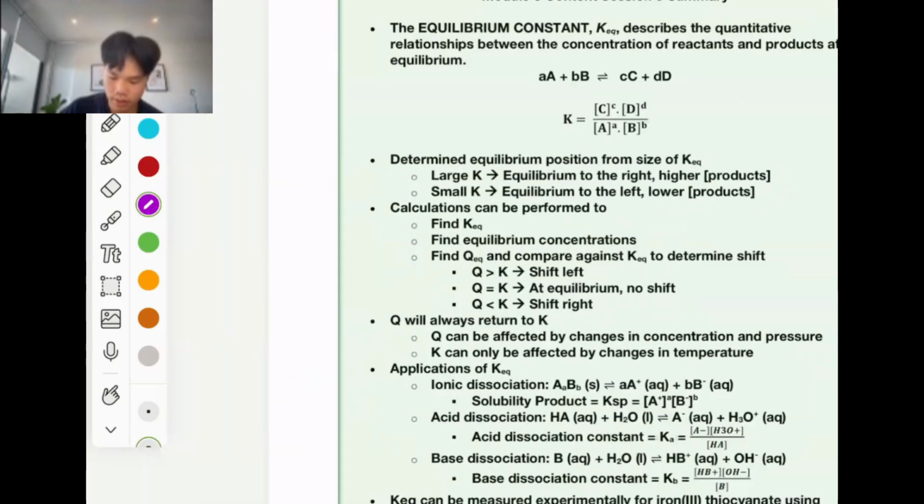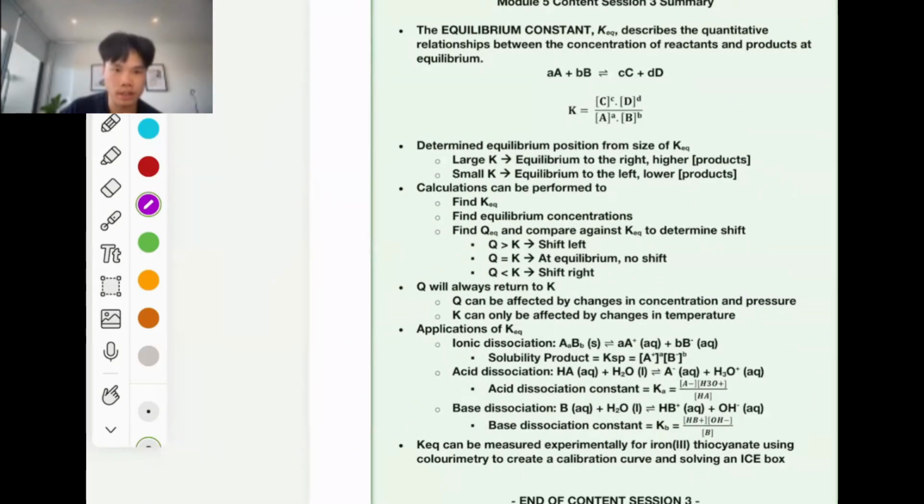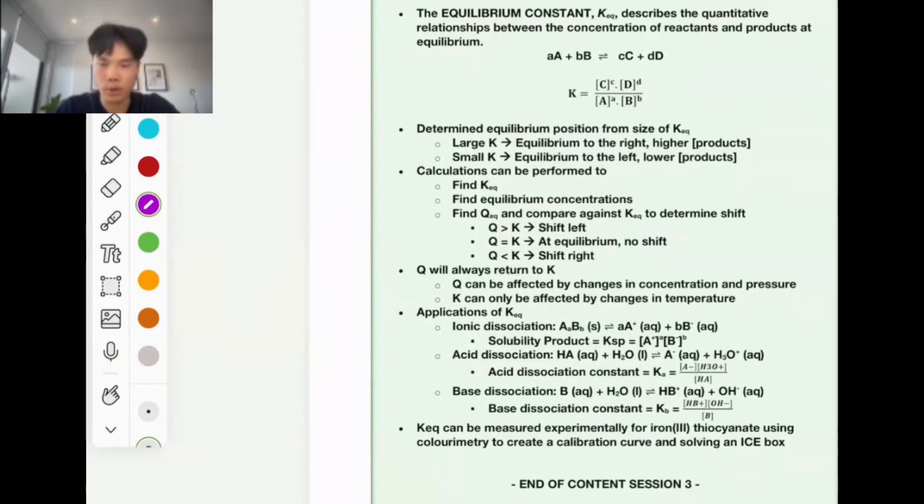To summarize, third session talks about equilibrium constant, K versus how big K is and what that means. Q versus K, Q always returning to K when you make changes to either concentration, pressure, or temperature. There's 3 common uses of KEQ now that we've gone through mod 5 and 6, and there's that KEQ experiment at the very end. So that's the end of module 3, or module 5, inquiry question 3.